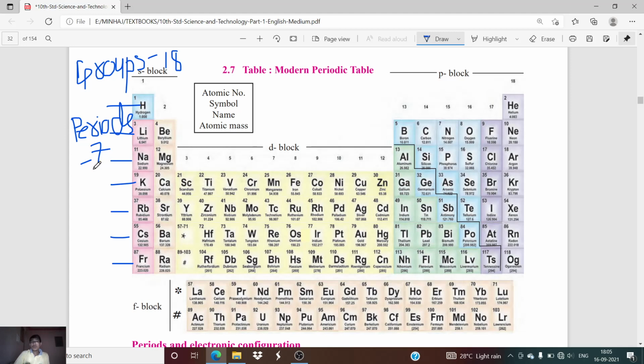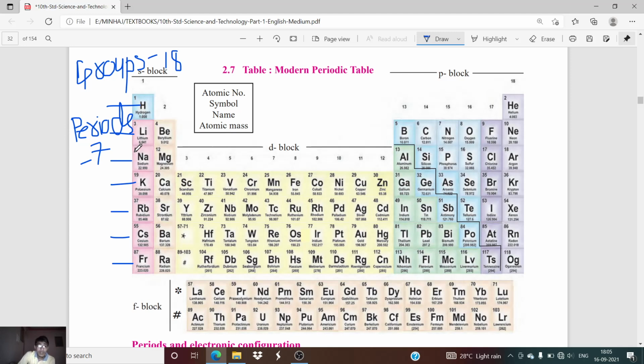Now you can see here that on the top left corner of every box in this table, a number is placed, and this number, 1, 2, 3, 4, 5, 6, 7 and so on till 118, is nothing but the atomic number. This number on the top left corner in every box of this table is the atomic number.